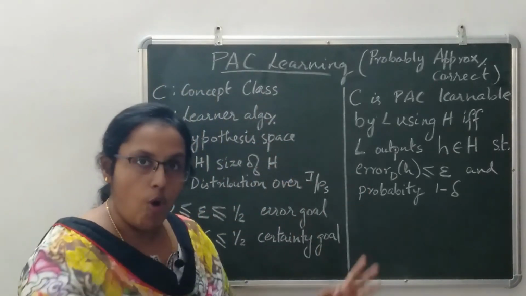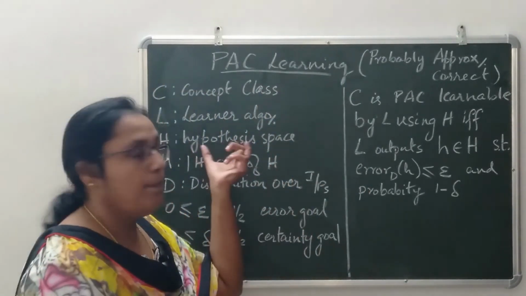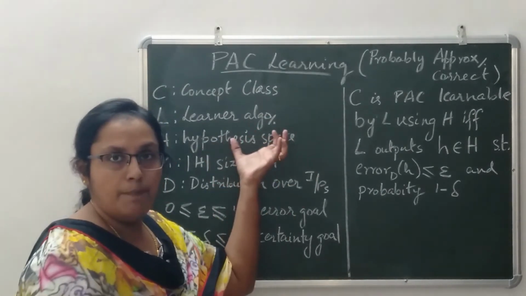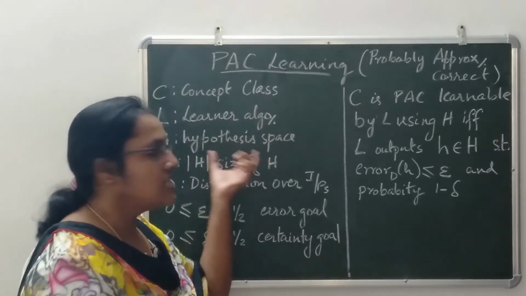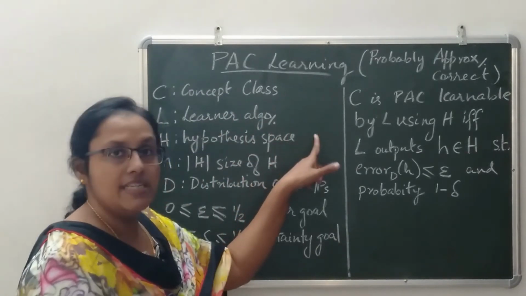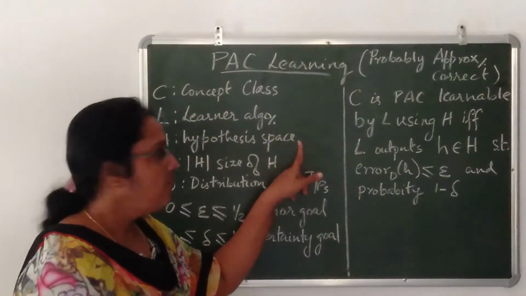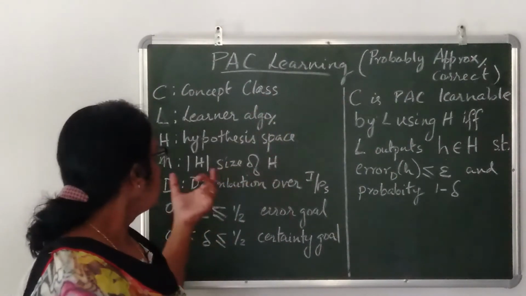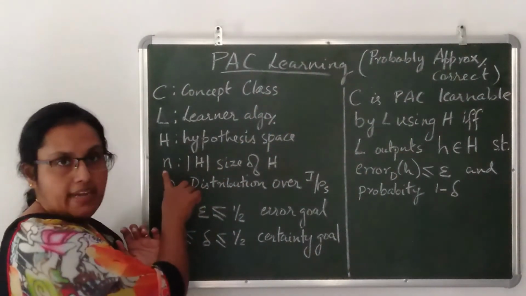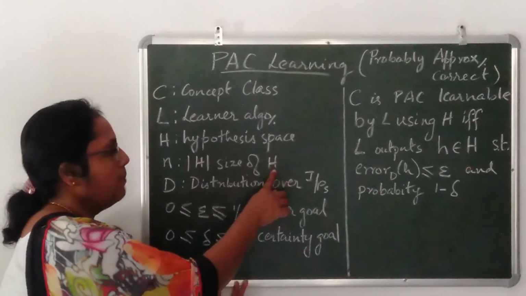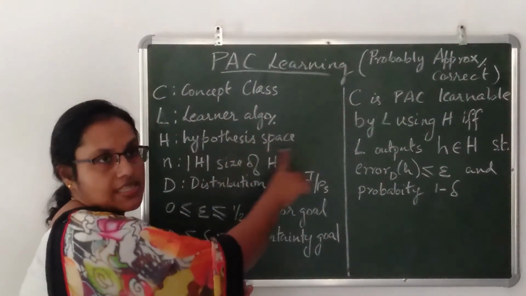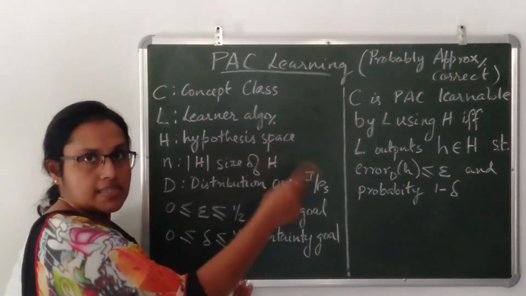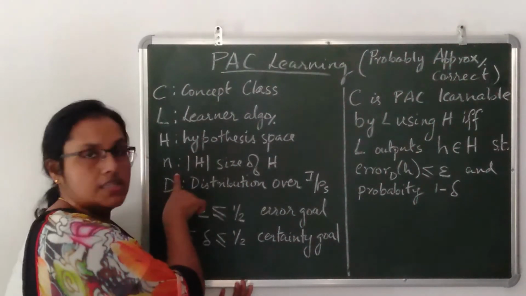The space of all solutions is hypothesis space. So our version space is within this hypothesis space. From this hypothesis space, I should be able to get one hypothesis, small h, which will be able to describe this concept class. Now small n is the size of this hypothesis space. So how many hypotheses are there in the hypothesis space? That is small n.